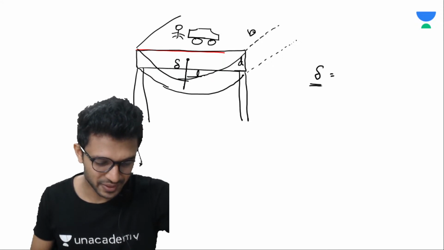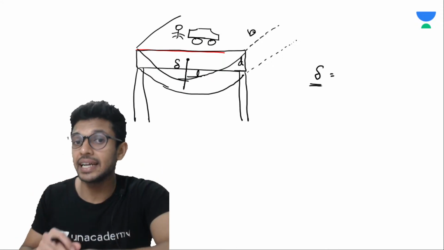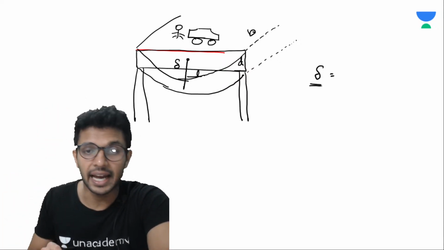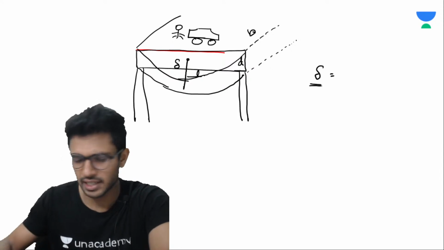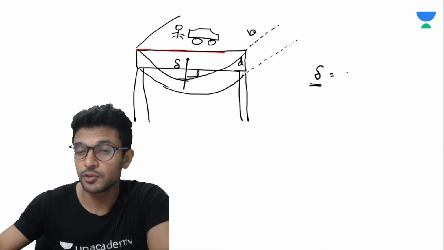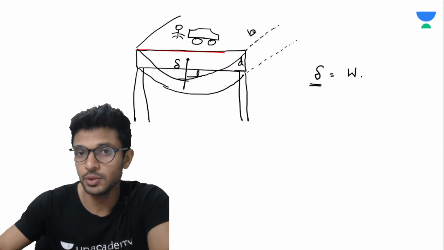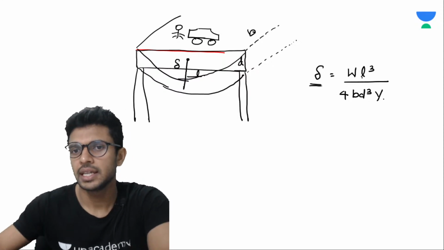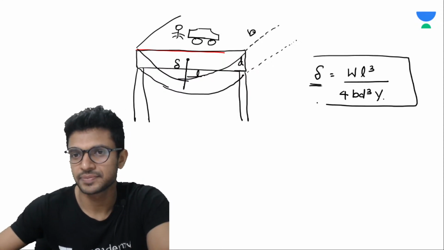Not needed. Okay, not needed, right? So I'll just write down the formula for bending that the bridges can have if vehicles start moving on it. Write it down along with me, everyone. So the formula is W L cube, the whole divided by 4 B D cube Y. Okay, this is the formula for bending.